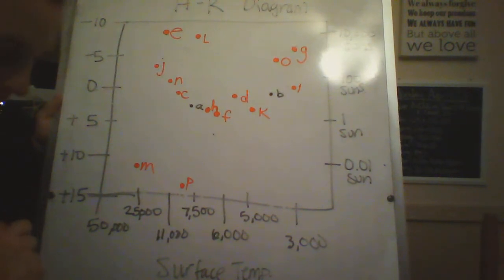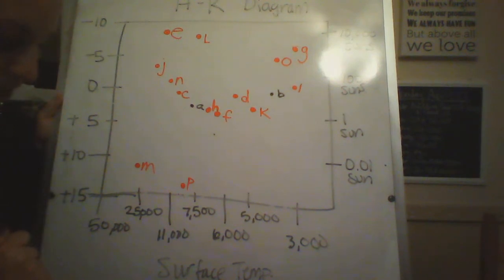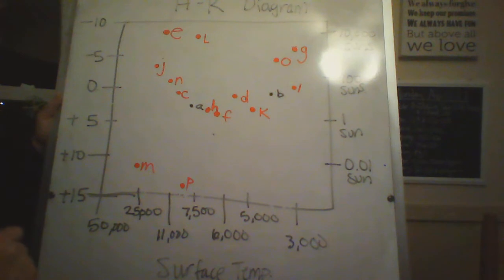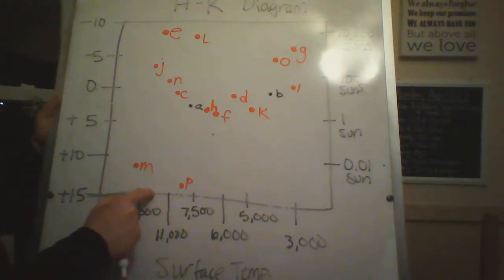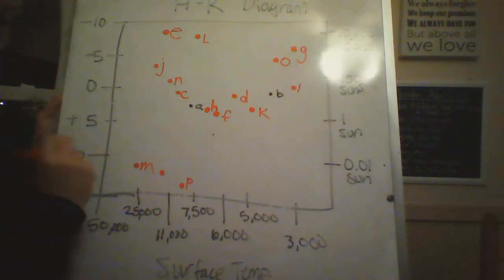And the last one we have is 40 Ari B. We're going to be labeling this Q. We are at 17,000 approximate temperature, so about here. And it's at positive 12 absolute magnitude. So we're going to put that about here, and we're going to label that Q.